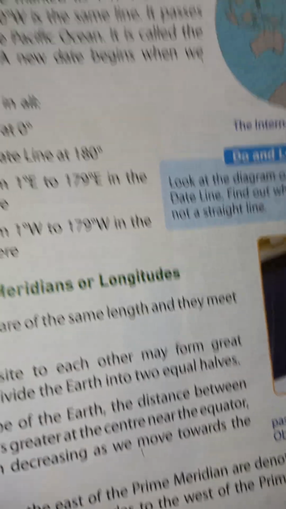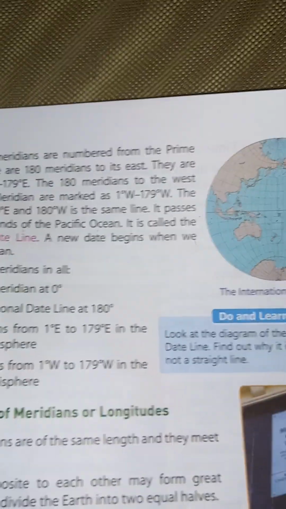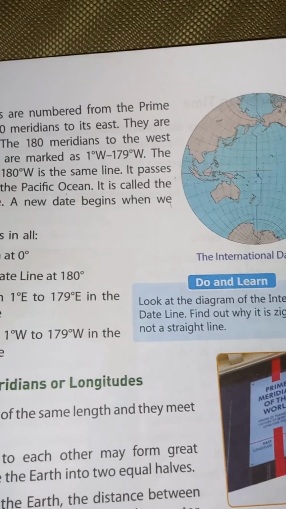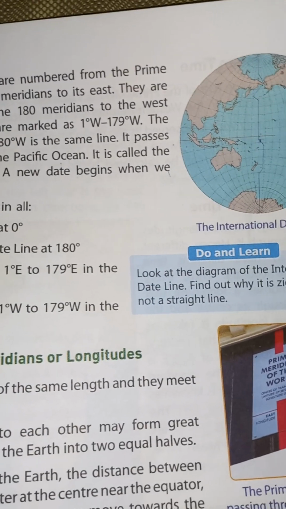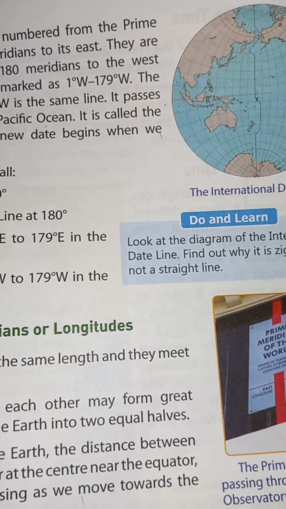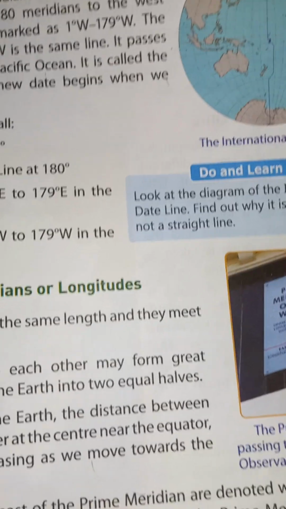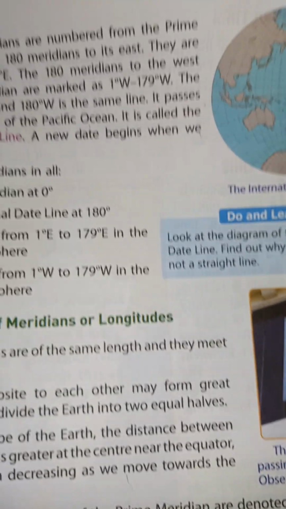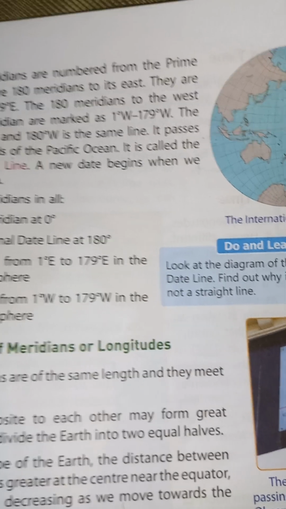All the other meridians are numbered from the prime meridian. There are 180 meridians to the east. They are marked as 1 degree east to 179 degree east. The 180 meridians to the west of the prime meridian are marked as 1 degree west to 179 degree west.